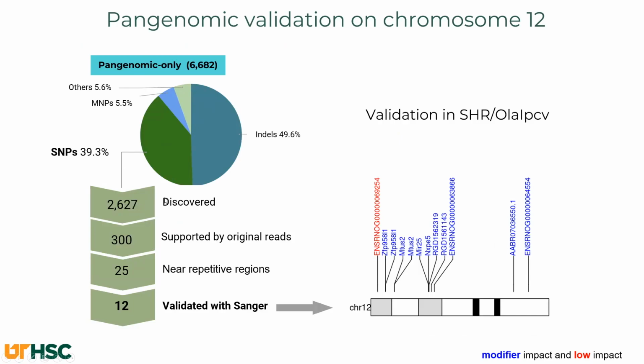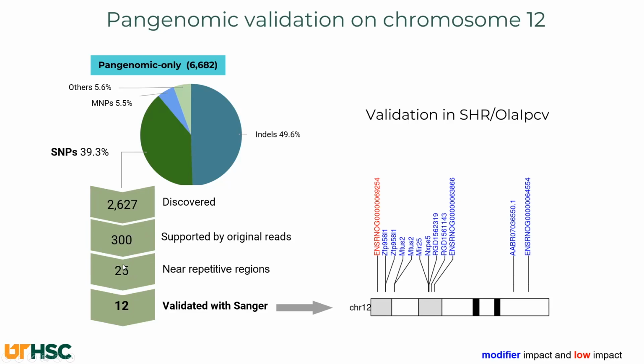These are the number of SNPs discovered. To see if these variants are real or not, I tried to map the raw reads of SHR samples against the pangenome to see what I found. This is the number of the variants that are real.